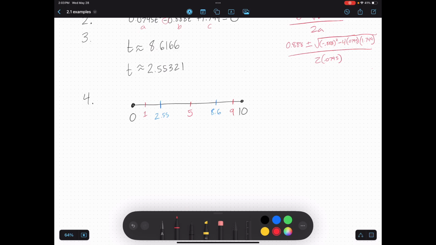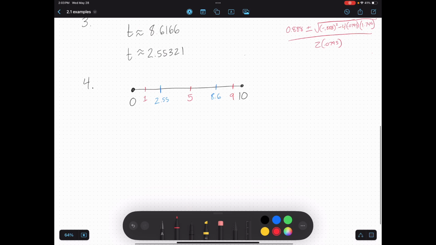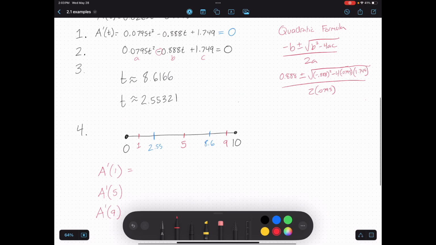And then in this last interval, I could pick the number 9. What am I going to do with these numbers in between? I'm going to plug them into my first derivative. I want to know what the derivative is at 1, what the derivative is at 5, and what the derivative is at 9. So what does this look like?